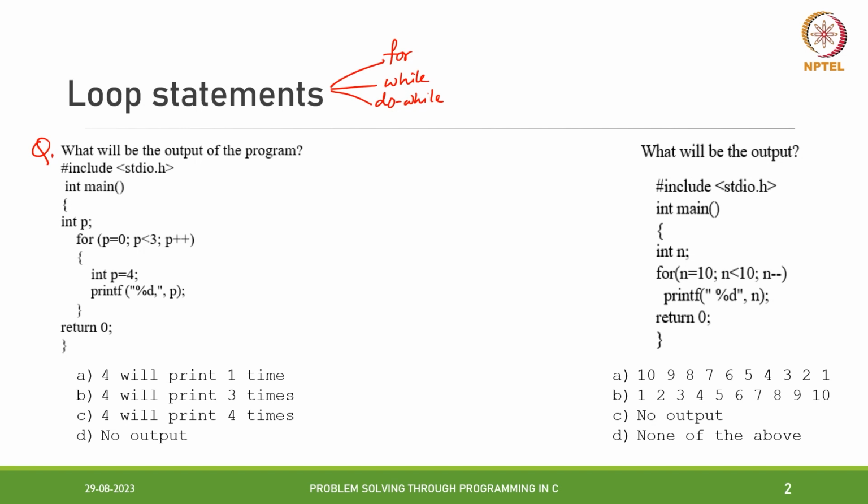So we have an integer variable p, and p goes from 0 up till p less than 3 with an increment of 1 per iteration. And inside the for loop, what we have done is we have defined p again. We have done int p equals 4 and we have printed p. So what will be the output of the program when we run this program? What should be the output? You can unmute and answer, or you can write it in the chat as well.